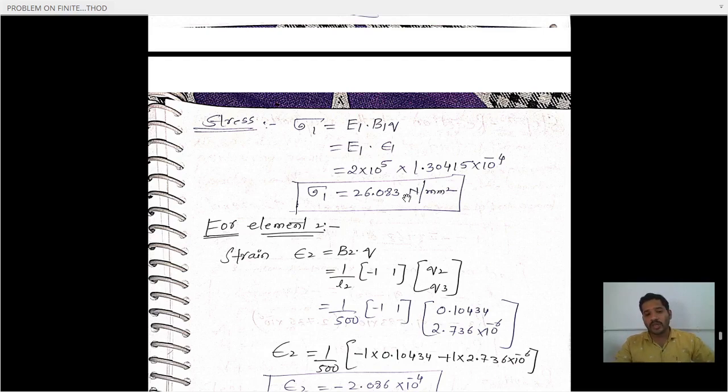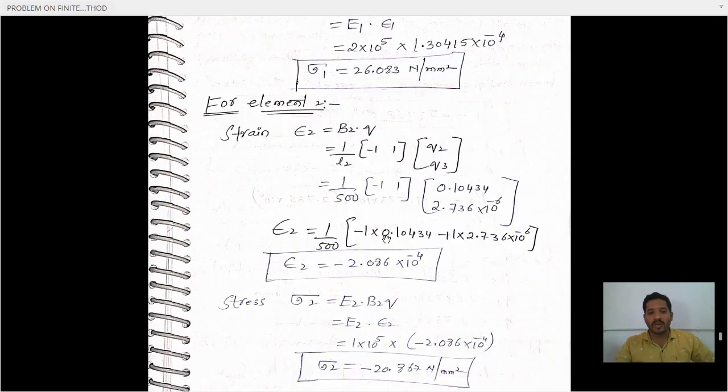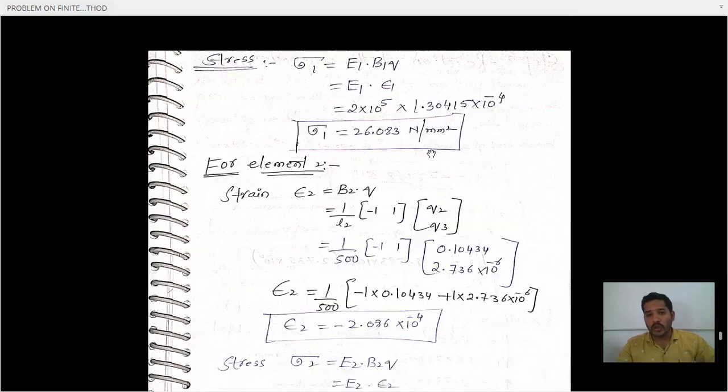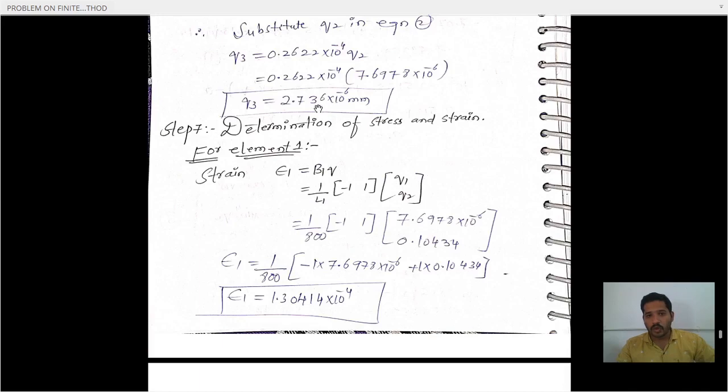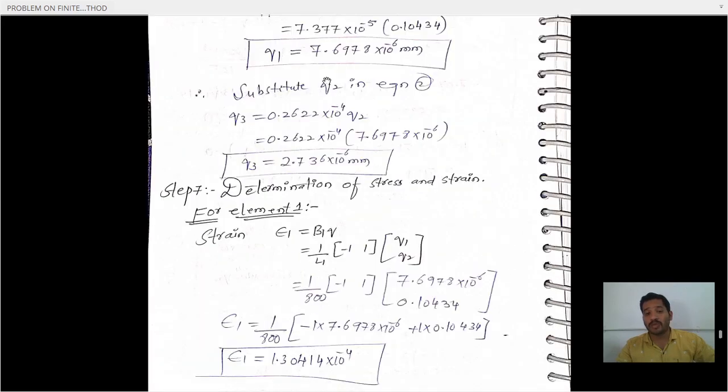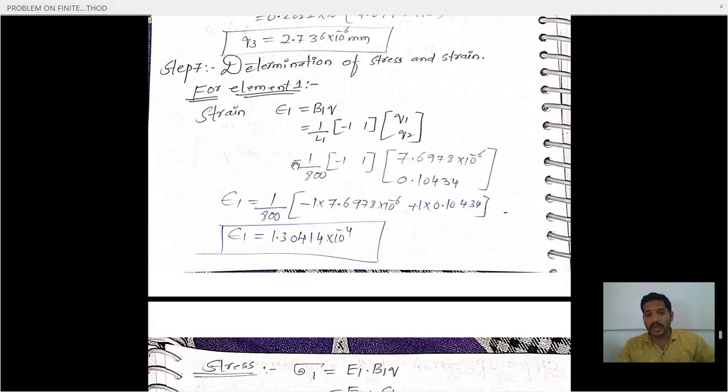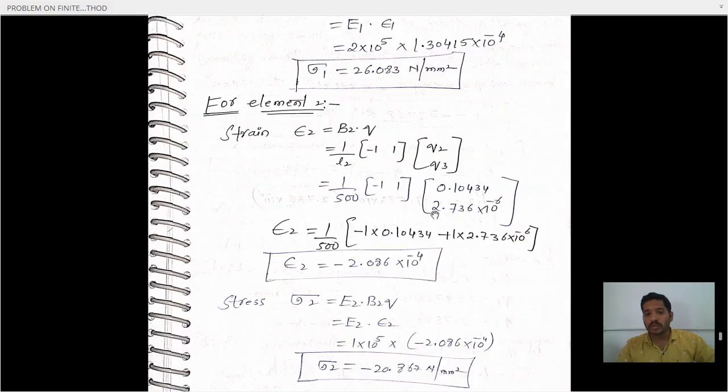Again, we need to find out the strain and stress for the copper. Strain ε2 is equal to B2 into Q, 1 by L2 times minus 1, Q2 and Q3. 1 by length L2 is how much? 500, minus 1, Q2 value is how much we got here? 0.10434, and Q3 is 2.736 into 10 power minus 6. Dear, I made a small mistake there, because I think it won't be that much. I took 2.736 into 10 power minus 6. So whatever answer you are getting here, just write the same value.